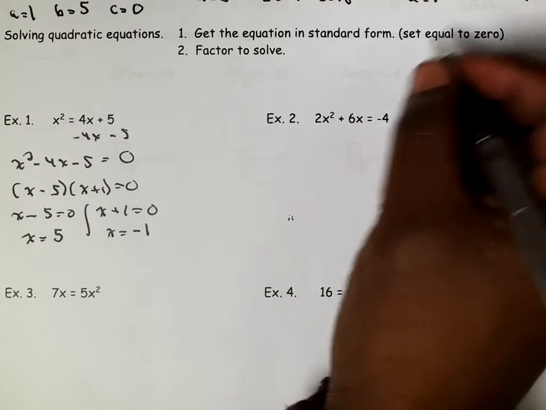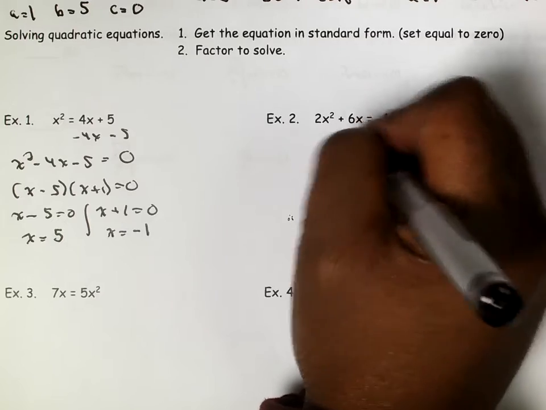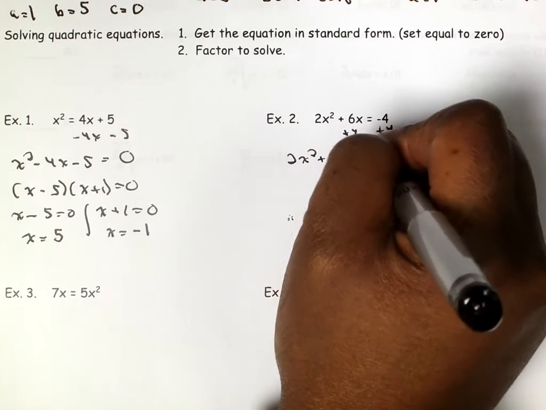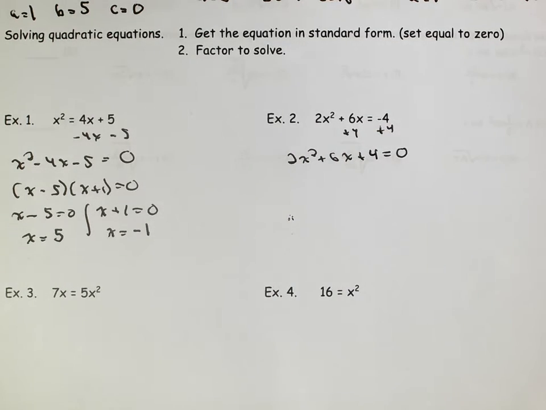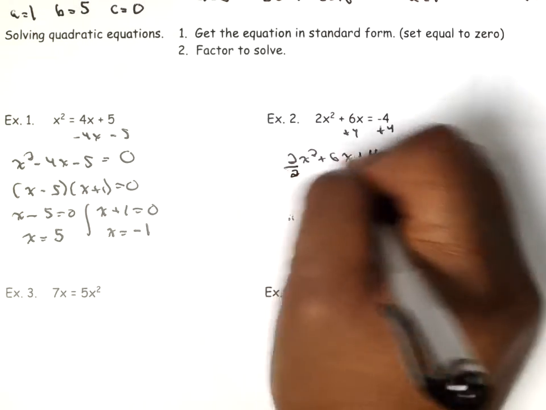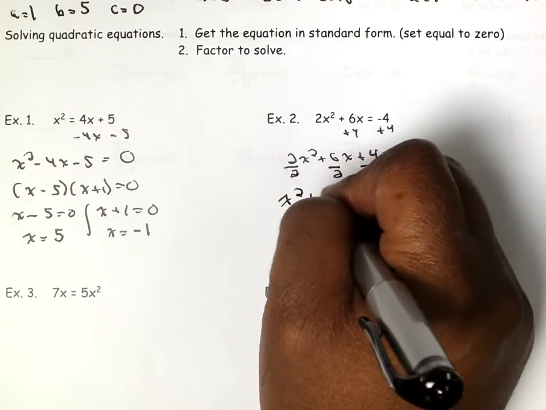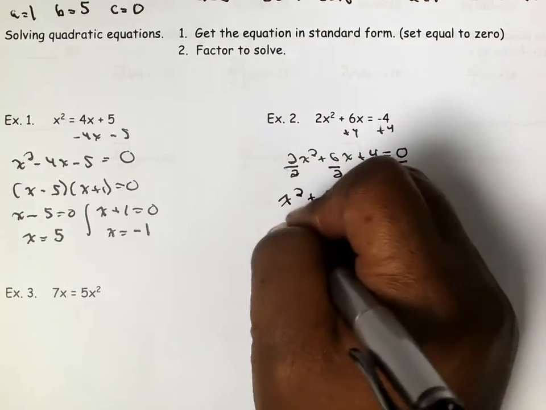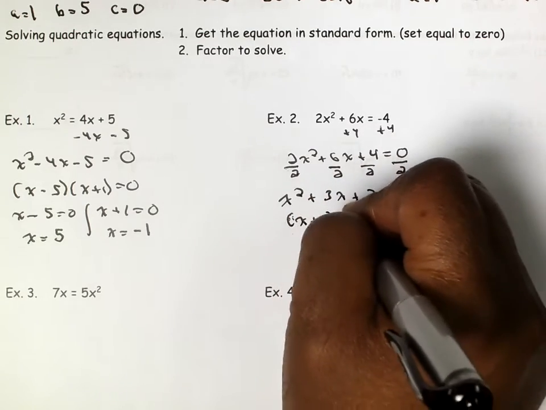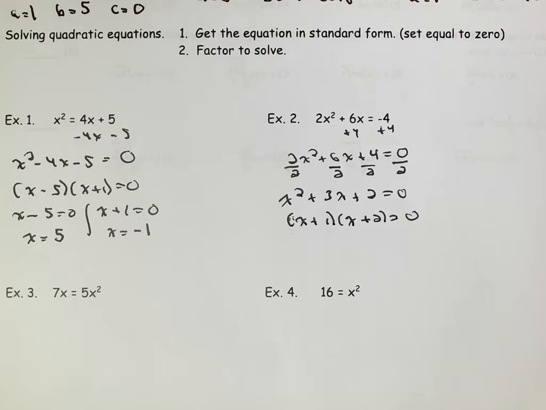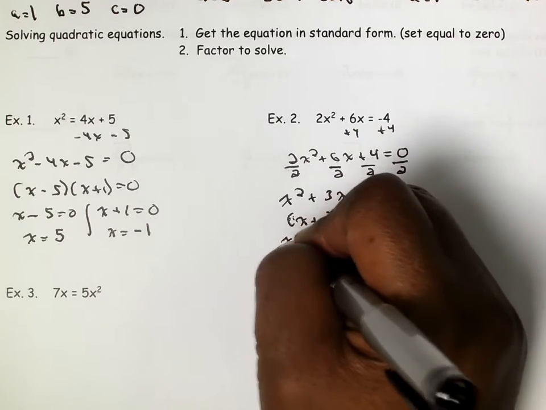Number 2, I'm going to add 4 to both sides. So I get 2x squared plus 6x plus 4 is equal to 0. They have a common factor, so I'm just going to divide 2 out of everything. We get x squared plus 3x plus 2 is equal to 0. Just makes it a little bit easier to factor. So we're going to factor it as x plus 1 times x plus 2. And then again, set each factor equal to 0.